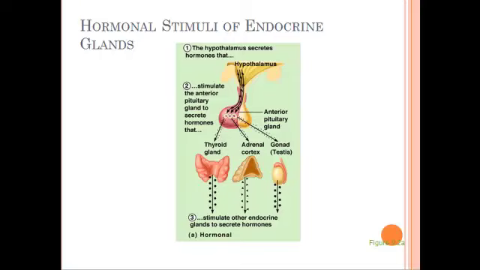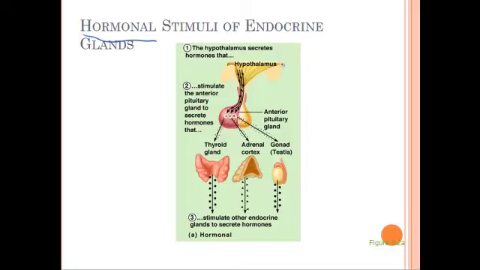The first method of stimulus is what's called hormonal stimulus. And what this means is that one of the major ways that we release hormones is by other hormones stimulating the organs of the endocrine glands to release these hormones. And a good example here is the hypothalamus pituitary connection.